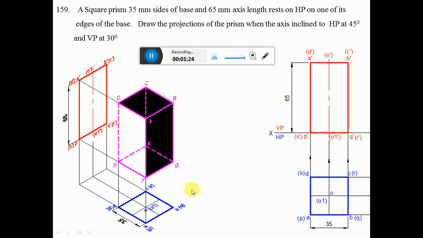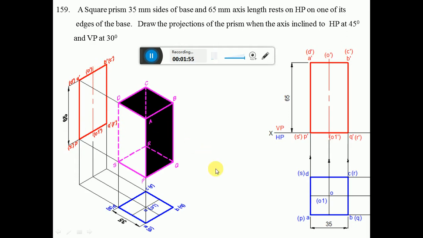Now similarly, when you look from the front view, we can see the height of the prism. The height of the prism is 65 mm, so we are going to take the 65 mm length here. When you look from the front view, A dash B dash is near to the observer, so it is visible, and C dash D dash is away from the observer, so it becomes invisible. Similarly, AB is hiding the axis O dash, so O dash becomes invisible.